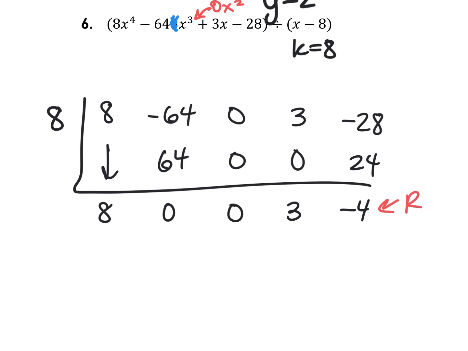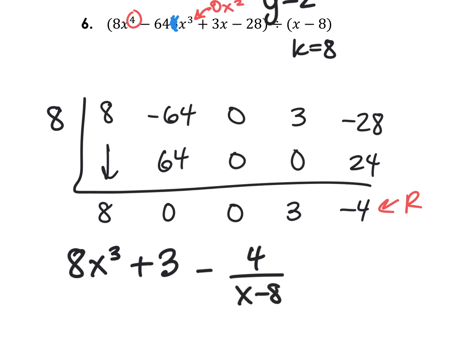And remember, you're looking, what's my highest degree? It's a 4. So it needs to be 1 less than that. So x to the 3rd, and we'll start with 8. But here's the thing, these are zeros, and so that means that the next one that I'm going to use is a 3. So remember, this would have been x squared, x, that's a constant. So this one is actually just plus 3. And then your remainder is -4 divided by x minus 8, sorry. The reason why it's minus is because this is a -4.